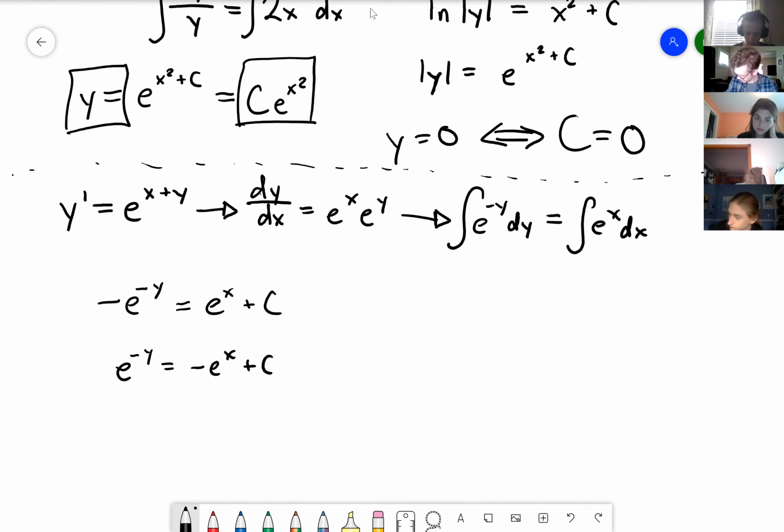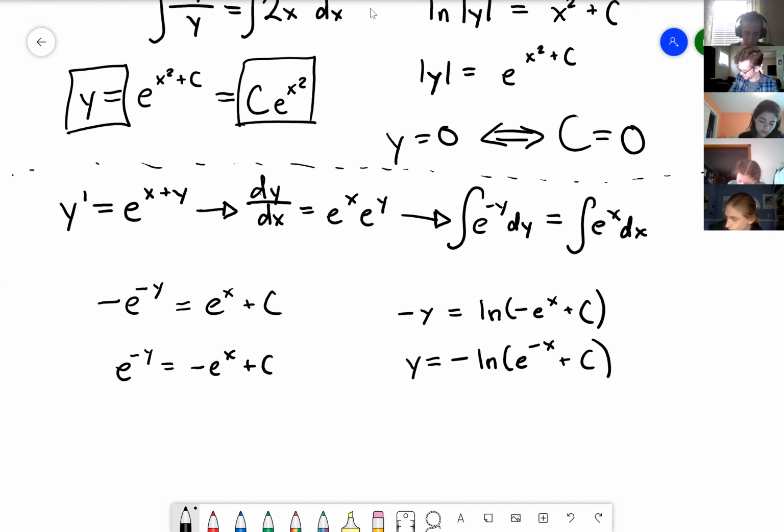What do we get? Minus y is equal to natural log of minus e to the x plus c. I believe at this point there's nothing that we can do to simplify this natural log because we've got this additional constant. But we can move the minus to the other side and get y equals minus natural log of minus e to the x plus c.